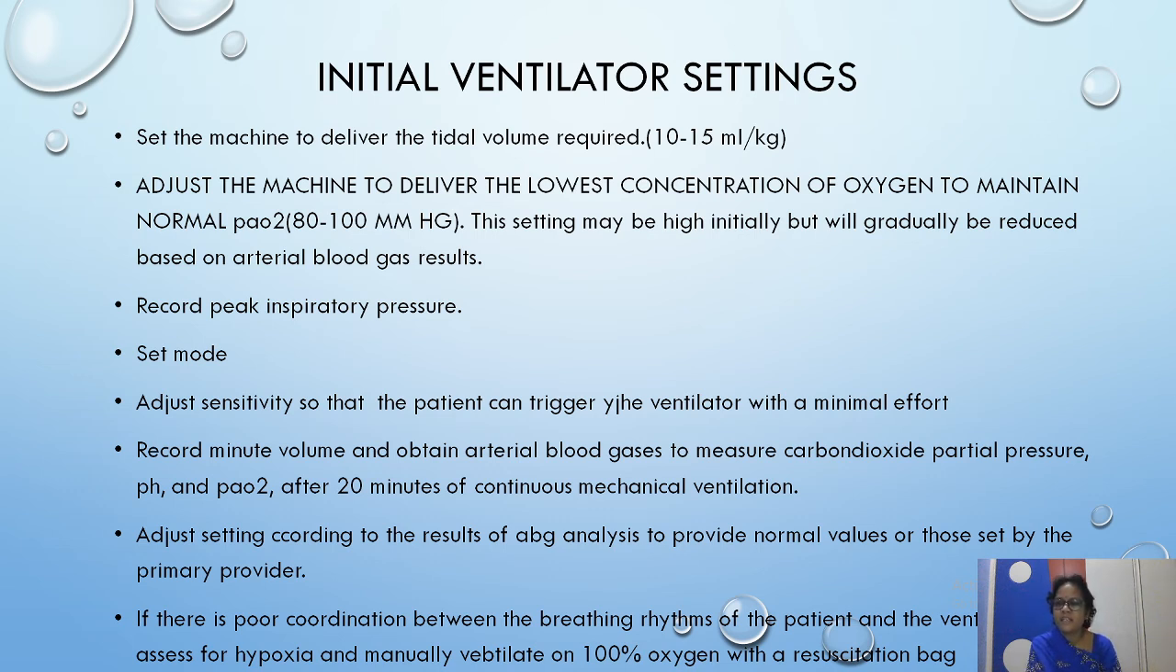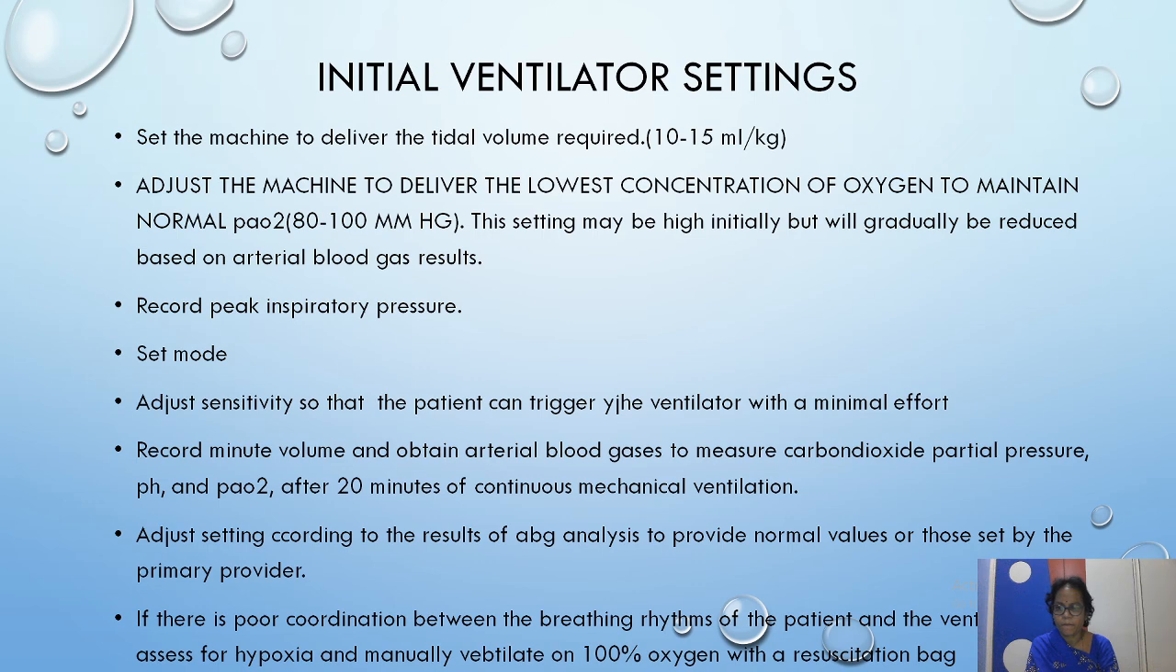Then adjust sensitivity so that the patient can trigger the ventilator with minimal effort. You have to adjust the sensitivity of the ventilator. Then record minute volume and obtain arterial blood gases to measure carbon dioxide partial pressure, pH and partial pressure of oxygen after 20 minutes of continuous mechanical ventilation. So you have to set the ventilator so that after 20 minutes of continuous mechanical ventilation, it displays all these parameters. Then adjust settings according to the results of ABG analysis to provide normal values or those set by the primary provider.